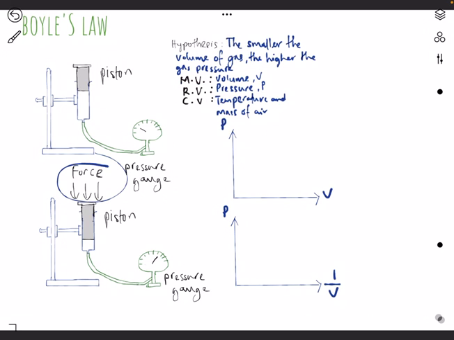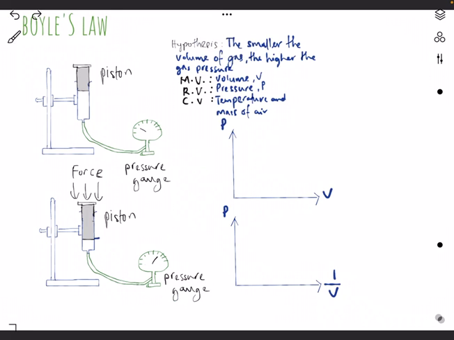Now, from this situation, we can identify that the manipulated variable is the volume, okay, because when you apply force to the piston, then the volume will decrease. And the responding variable for the experiment is the pressure, and the pressure is measured by the pressure gauge. Okay, you can see the difference.